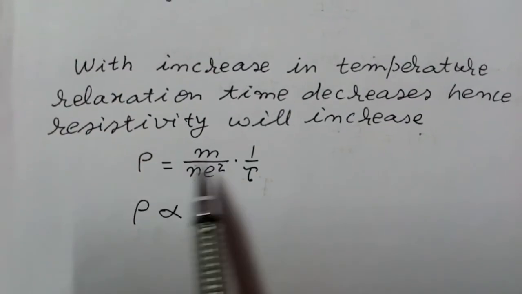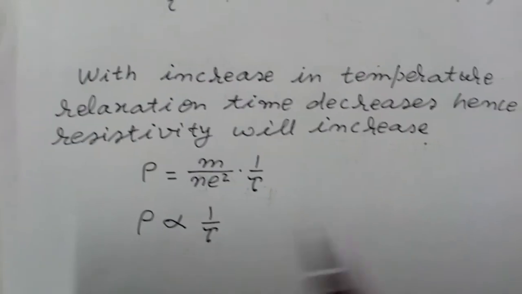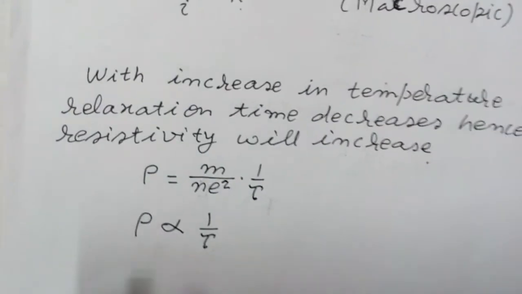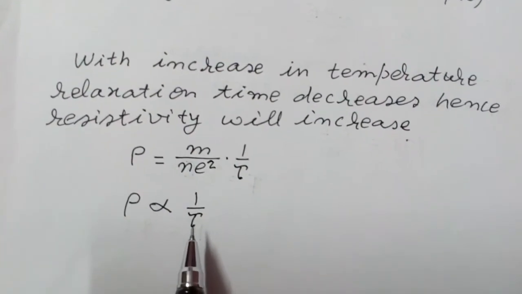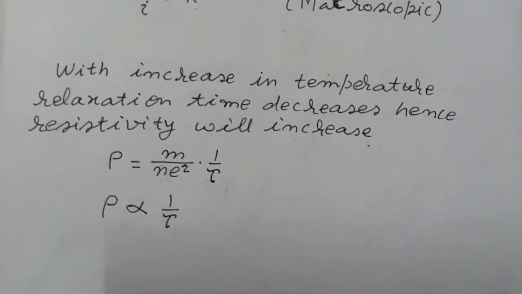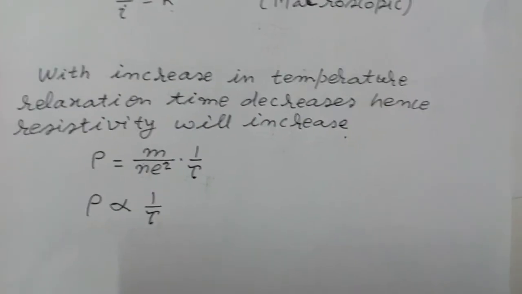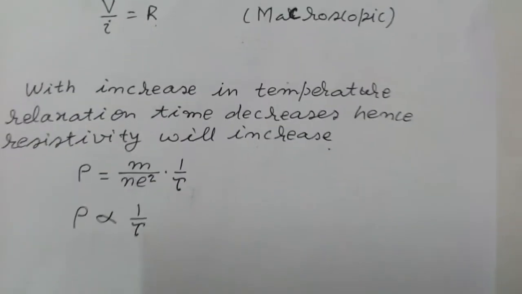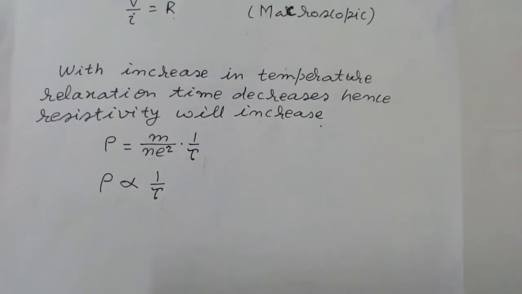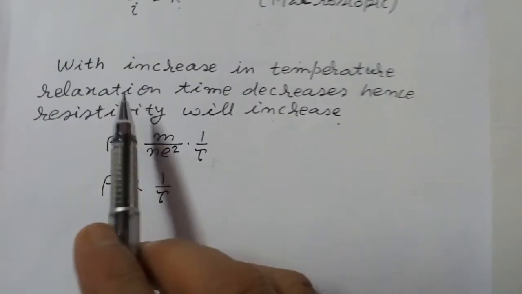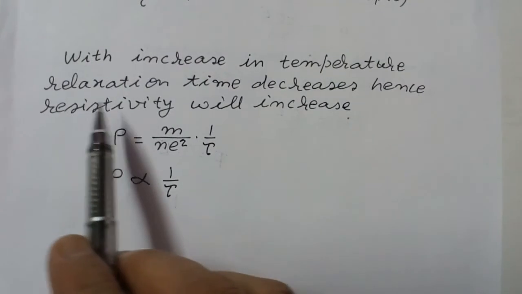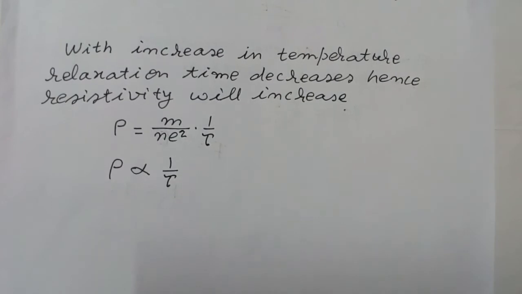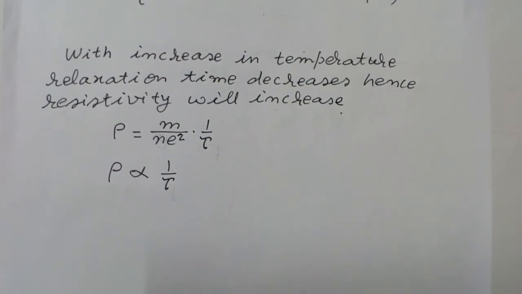Now since resistivity is equal to m upon ne square into 1 upon tau, resistivity is inversely proportional to relaxation time. Now if temperature increases, then the amplitude of vibration of atoms also increases, and the thermal velocity of electrons also increases. So relaxation time decreases. So with increase in temperature, relaxation time decreases, hence resistivity will increase, and hence the resistance of the wire will also increase.